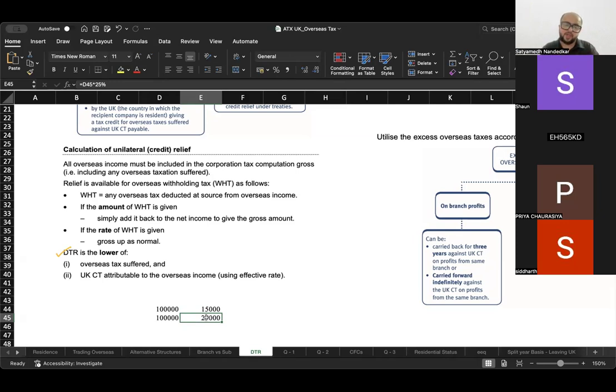So, in order to prevent double taxation, you get a relief, which is the lower of overseas tax suffered, 15,000, or UK corporate tax attributable to overseas income, which in this case is 25,000. So how much relief will you get? Your relief will be 15,000 and you will have to pay an additional amount of 10,000 in the United Kingdom.